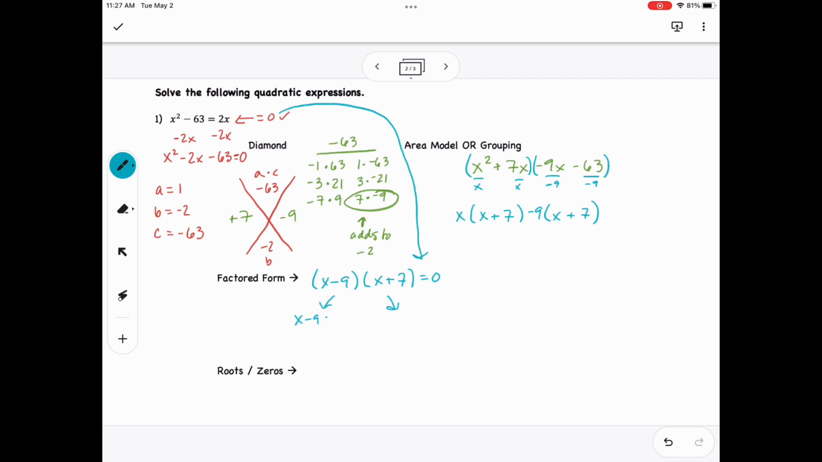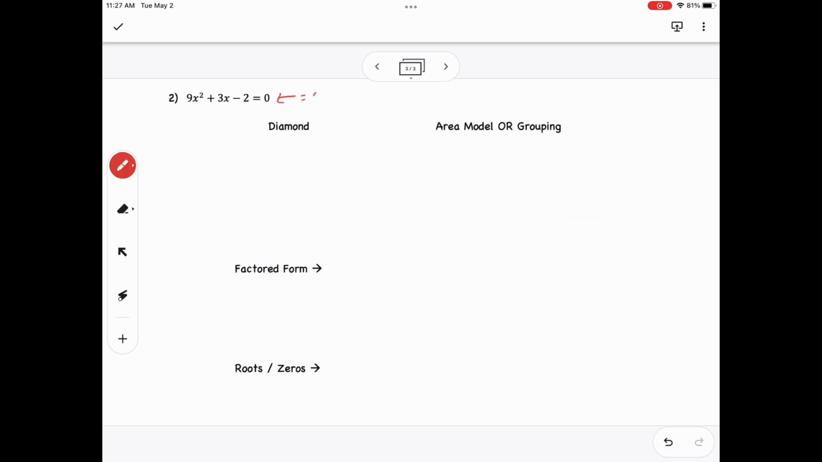Now we're going to tack on what we talked about in the previous video, where we separate each of the factors and set them equal to 0 so that we can solve. And so x equals 9 and x equals negative 7 for that problem.